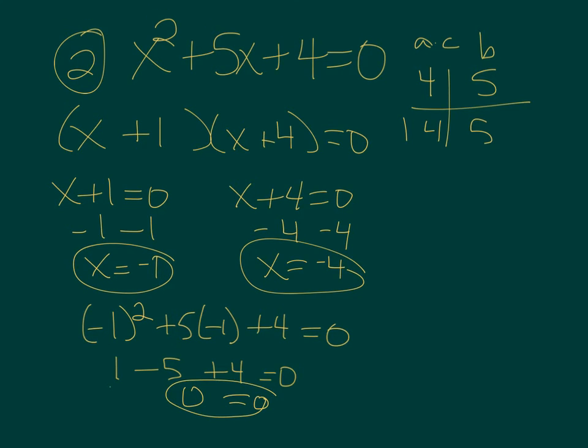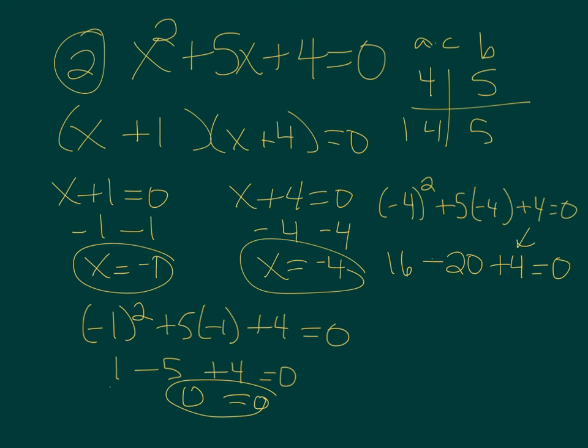Okay, the same thing works with the negative 4. I should be able to plug negative 4 in. So we have negative 4 squared plus 5 times negative 4 plus 4, and that should equal 0. So let's start: negative 4 squared is 16. 5 times negative 4 is negative 20 plus 4. Okay, I'm just going to bring that down. So that's negative 4 plus 4, and 0 equals 0. Okay, so both of them gave me a true statement. So that will always happen.